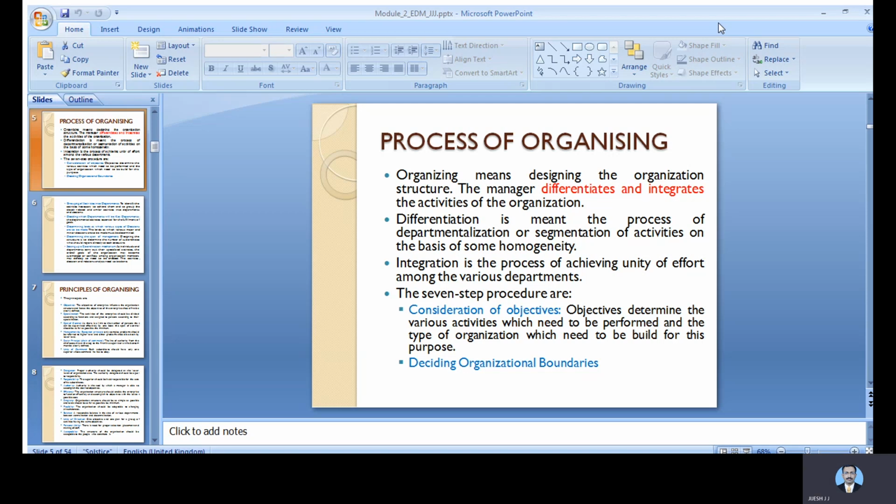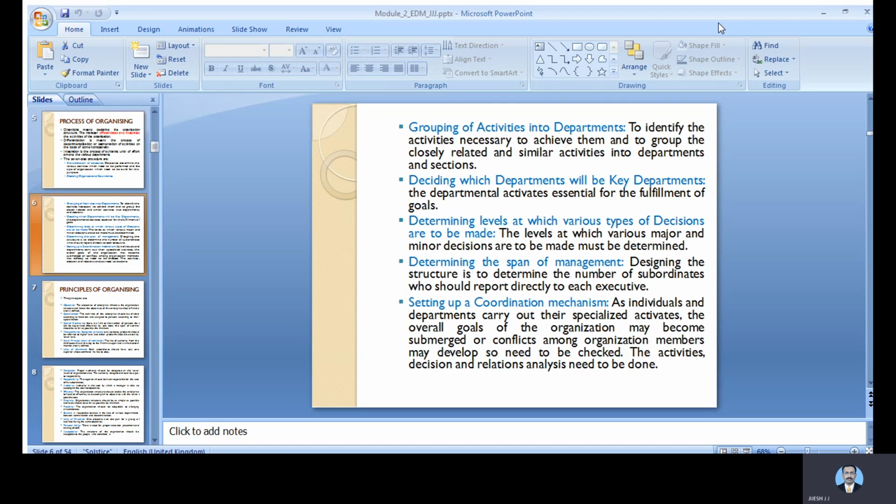Then we have deciding organizational boundaries. It is very important to set the organization's boundaries so that you work within them to achieve your goals. When you have a specific boundary, it is not wide open, and it will have certain specific tasks to be performed. That will be much better, and it will be good for the industry to grow in a better way.